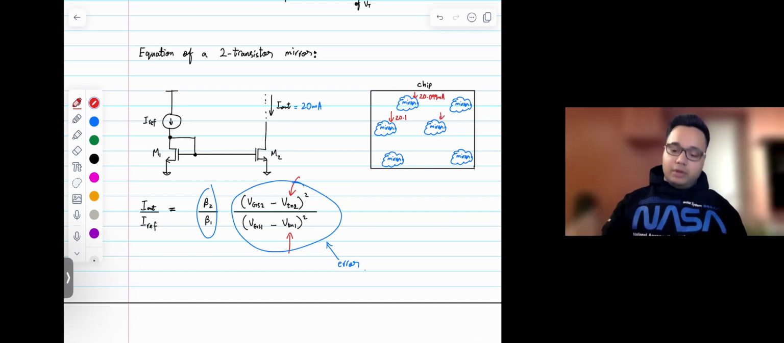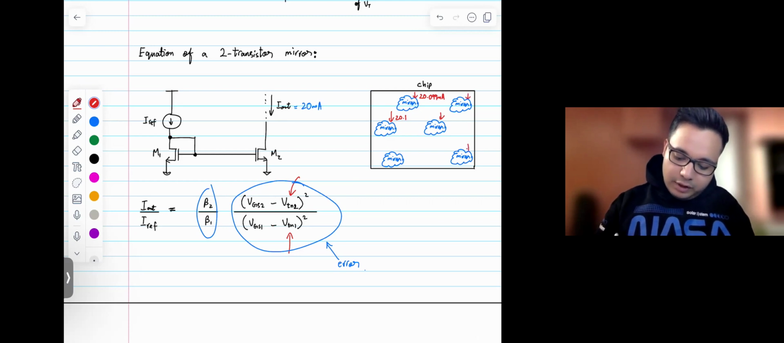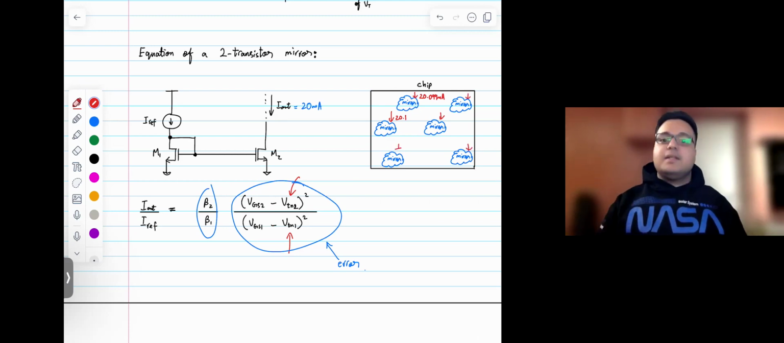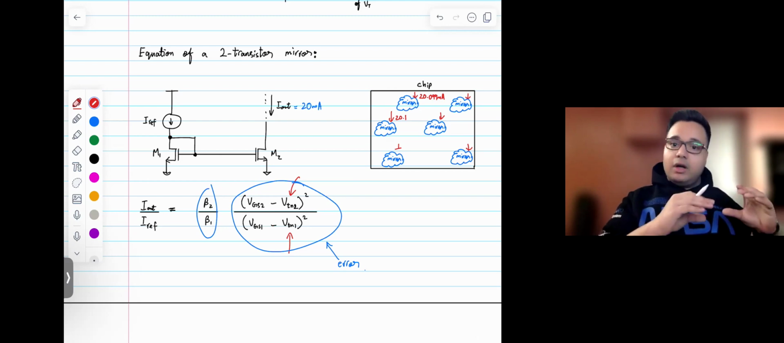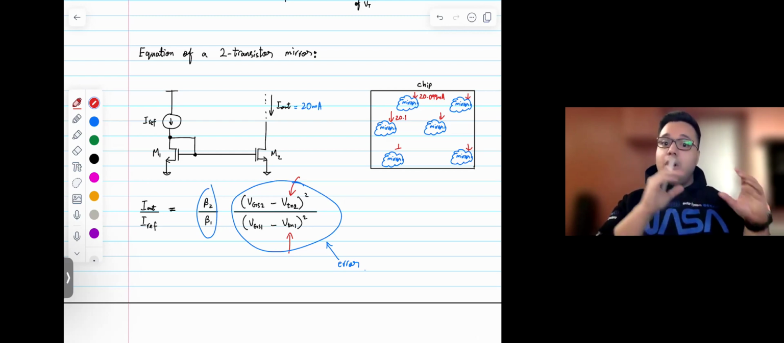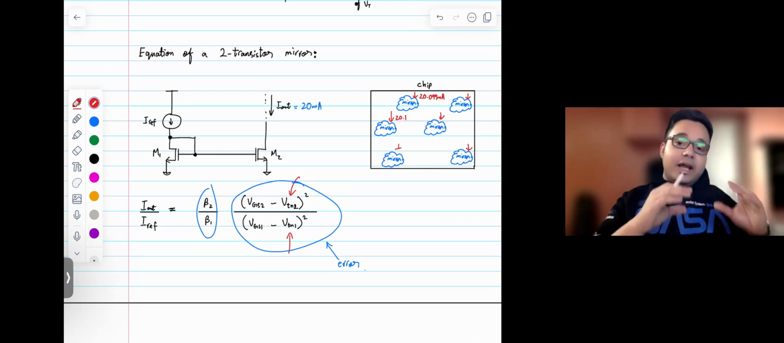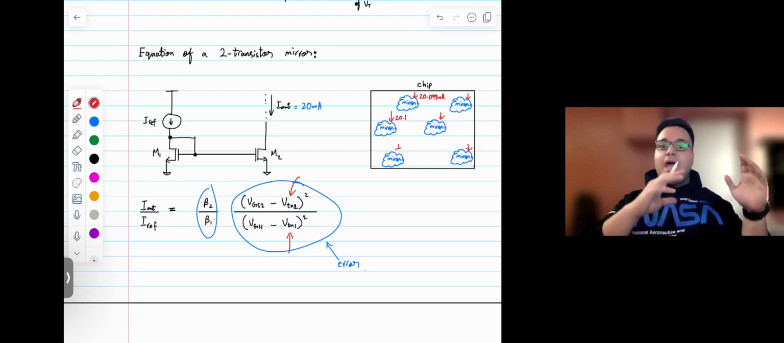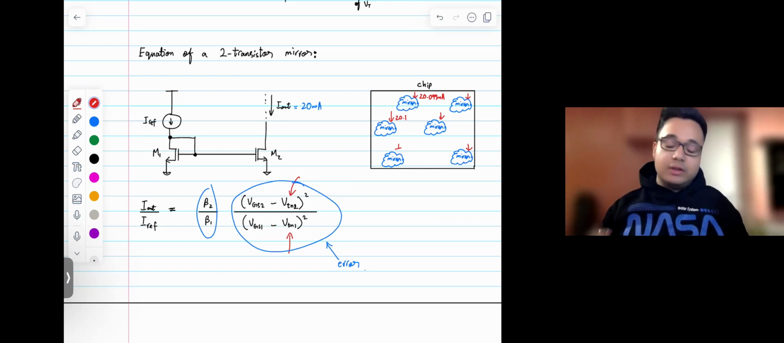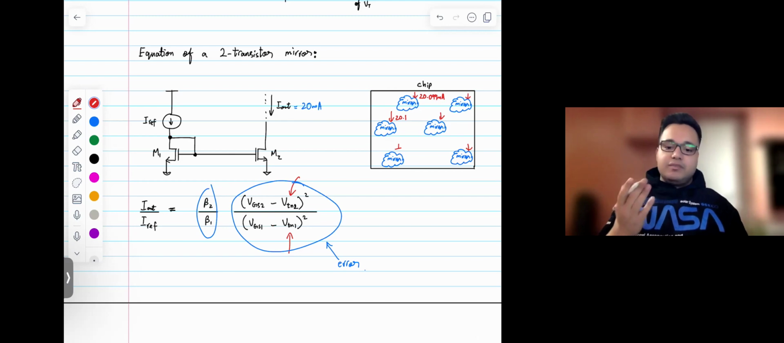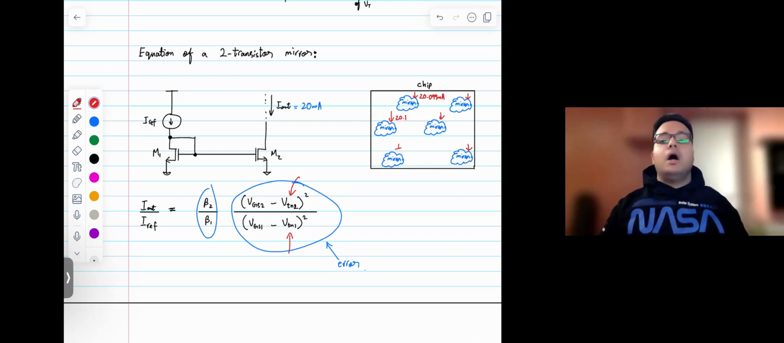The error might be different for this mirror and this mirror and this mirror and this mirror. So the point is that there will be some variation because there is a variation in the threshold voltages. There will be some error in the mirroring action of a single mirror. And that error will be different if you have multiple different copies of the mirror itself on a chip, right? So the point is that because of this threshold voltage variation, you will have a distribution in terms of the output current of the mirror as well.